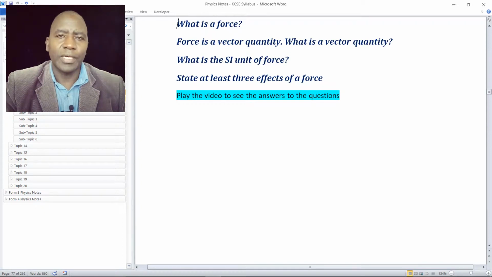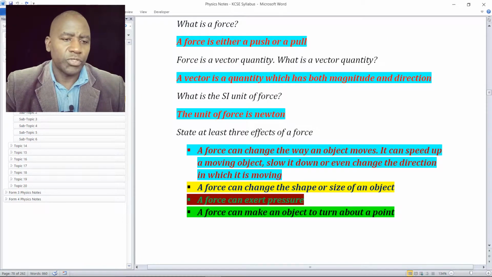Okay, welcome back. Let's look at the solution to these questions. The first one was, what is a force? A force is either a push or a pull. You have seen this one before. You've studied this topic before. The second one is, what is a vector quantity? A vector quantity is a quantity which has both magnitude and direction. And of course, the SI unit of force is Newton.